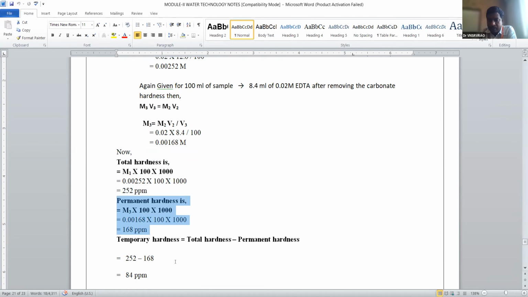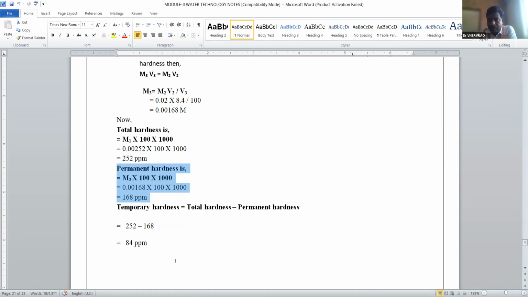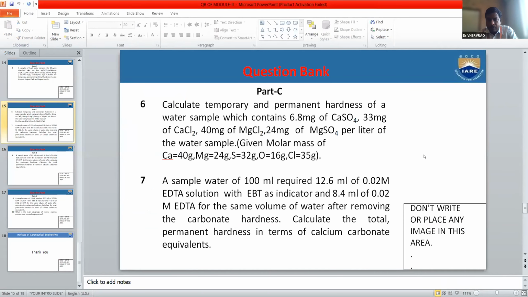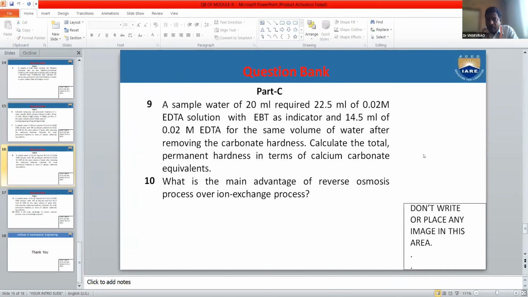Generally, total hardness is equal to temporary plus permanent. Now we require the temporary hardness. The formula becomes temporary hardness is equal to total hardness minus permanent hardness, which is 252 minus 168. Finally, 84 ppm. So this is the required solution for the problem. This is also the solution model for the 7th problem, and the 8th and 9th problems follow the same model.